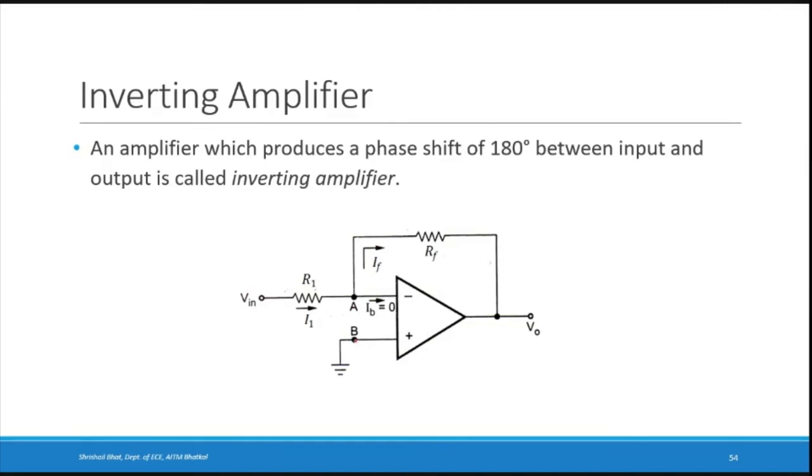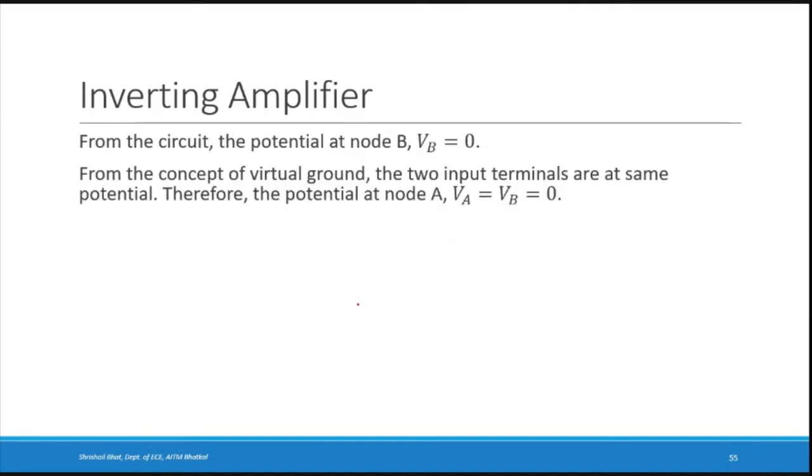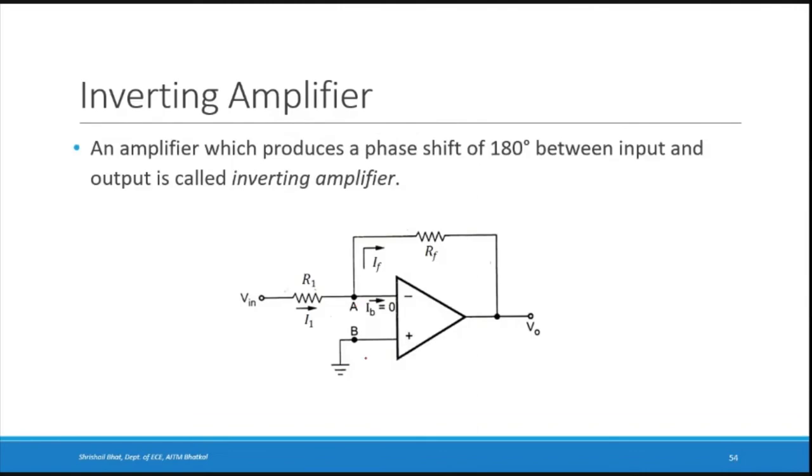Since VB is 0, VA is also 0, right? So from the concept of virtual ground, the two input terminals are always at the same potential. Therefore, the potential at node A, that is VA, is also equal to VB. And since VB is 0, VA is also 0. So that is what we have seen here. Since this is grounded, this will also be virtually grounded. So the potential at node A is 0.